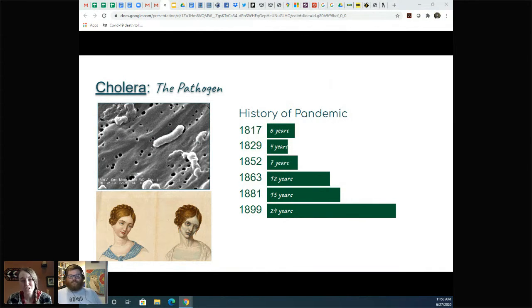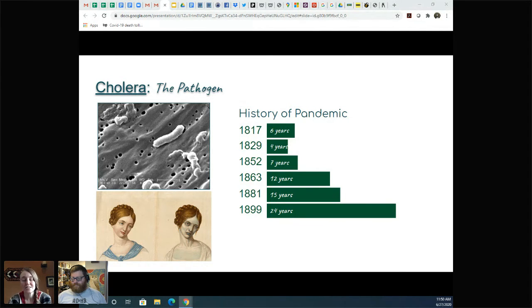So cholera is another bacterial disease, but it causes diarrheal symptoms, and it's incredible how rapidly something like cholera can kill you. A lot of people would get sick in the morning and be dead by the evening. This illustration of this woman is essentially a before and after.